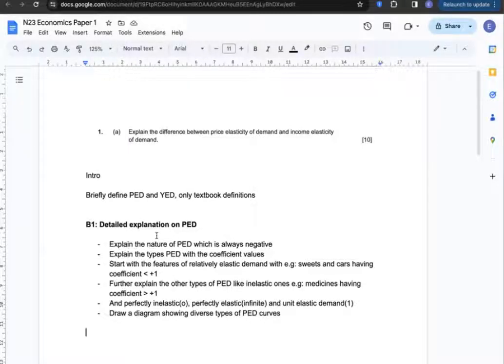And then I can explain the types of PED with the different coefficient values, like the features of relatively elastic demand, with the example of luxury goods, cars, things like that, that are having coefficient bigger than 1. And I can further explain the other types of PED, like inelastic ones, with the example of necessity goods that are having coefficient smaller than 1. Additional ones like perfectly inelastic, perfectly elastic, and unit elastic demand shall be briefly analyzed as well. Lastly, I can draw a diagram showing diverse types of PED that are having different steepness.